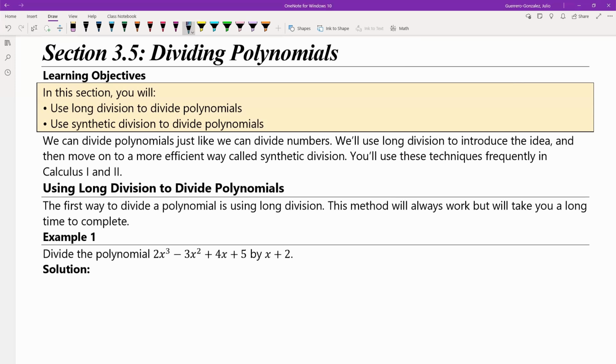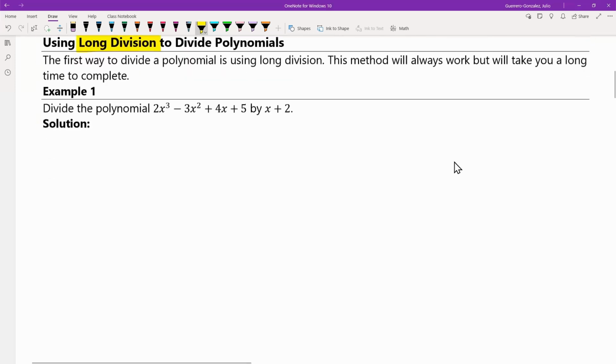The first one that we're going to cover is long division. Long division will always work, assuming that you do it right, but it will take you the longest to complete. So to start, before we do the actual example, I want to run through basically something that you saw in grade school, probably like third grade.